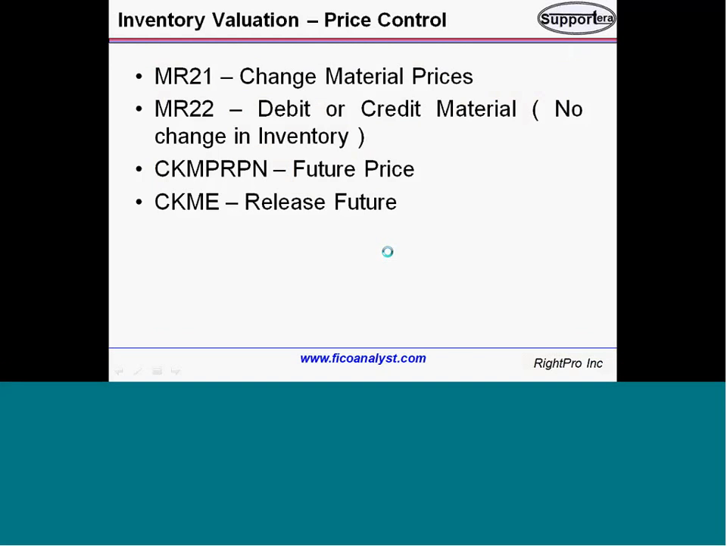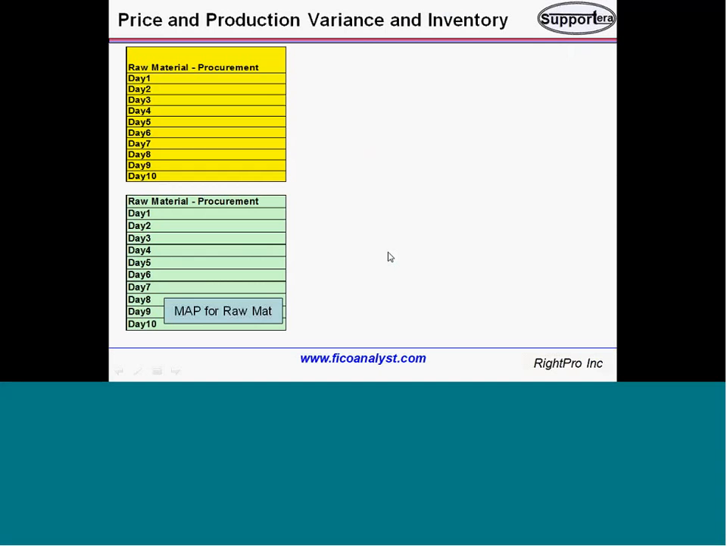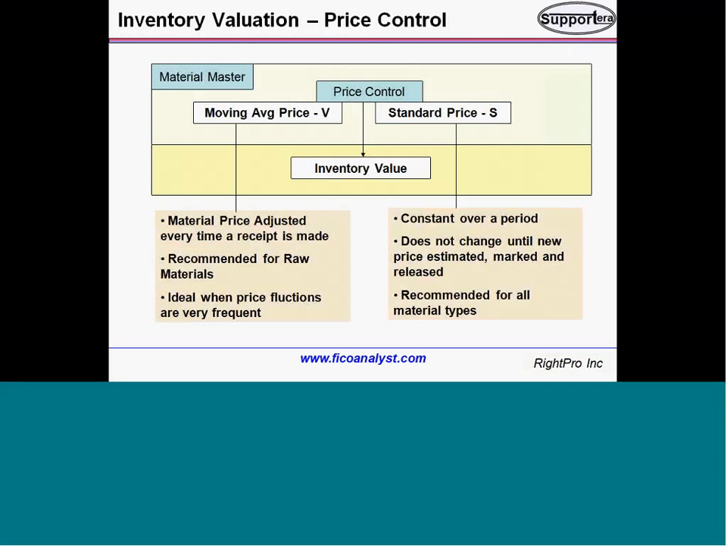Okay. So, Raghu, can you go back to that screen? So you're saying it's quite common for most of the companies to have both the prices, right? Standard price and moving average price for different materials. That's correct. They maintain both. But in the US, the majority of the companies use standard price, even for raw materials.